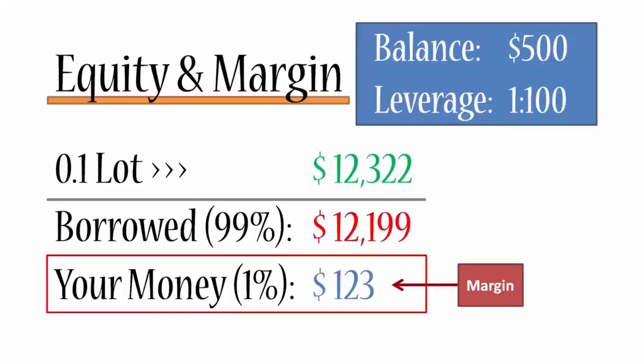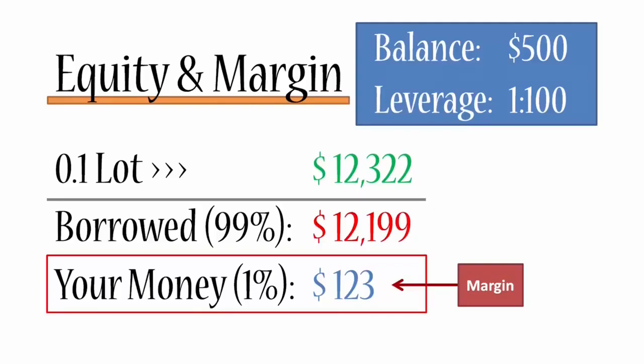Equity and margin. In the previous tutorial, we explored an example where we were opening a hypothetical order of 0.1 lots. Now, to create this transaction, we required $12,322. And because that was quite a substantial amount, we explored the concept of leverage.